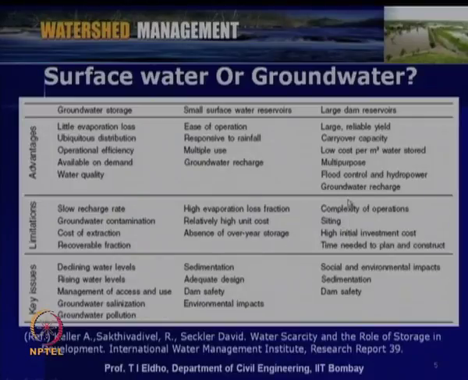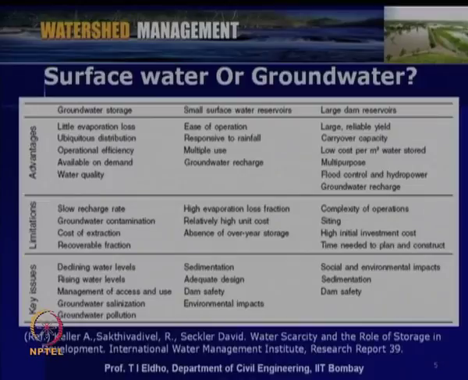Then large dam, some of the limitations include complexity of operations. Then where it is to be located, we have to relocate the people, and the area we have to find out. Then high initial investments and time needed to plan and construct. So these are some of the limitations as far as groundwater or small surface source or large surface source is concerned. So some of the key issues as far as groundwater is concerned are declining water levels due to our use, rising water level in some regions, and management of access and use as far as groundwater usage is concerned.